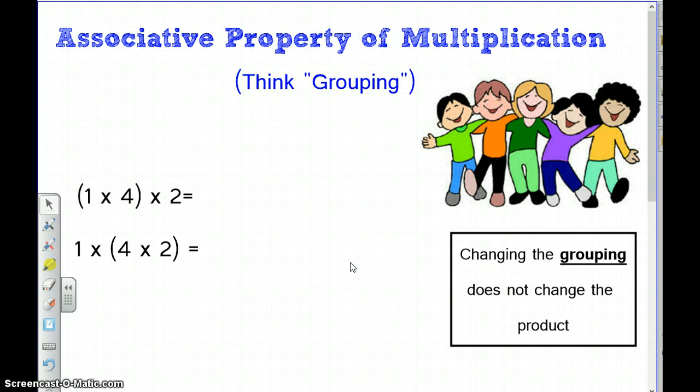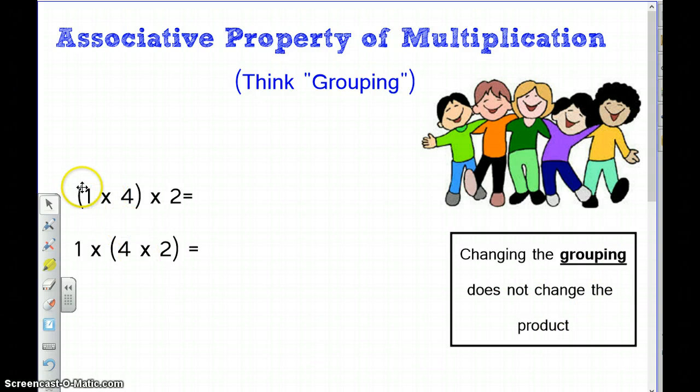Our next rule or property that we're going to be looking at today is called the associative property of multiplication. Everyone say associative. Associative. Good. And when you look at the associative property, the way that you're supposed to remember it is you need to think grouping. And the way that I remember it is I think, okay, who do I associate myself with? Who are my friends? Who do I group myself with? So that's why I have this picture of friends right here. They are associated. They are grouped together. They are friends. Okay? So this rule is all about changing the grouping. Well, changing the grouping does not change the product.